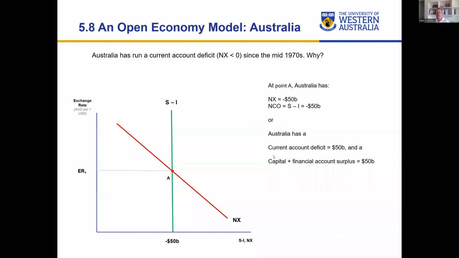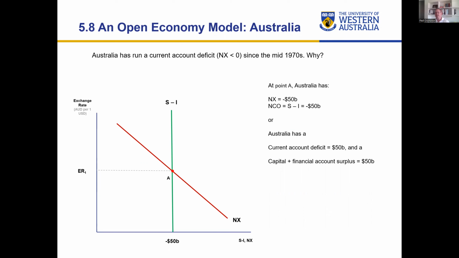So what we're going to do now in this video is look at Australia's current account deficit and ask the question, why has Australia had a current account deficit for most of the last 50 years? So Australia's current account deficit really commenced in the early 1970s, and the size of the deficit, both in absolute terms and relative to GDP, that is as a percentage of GDP, increased right through to about 2019.